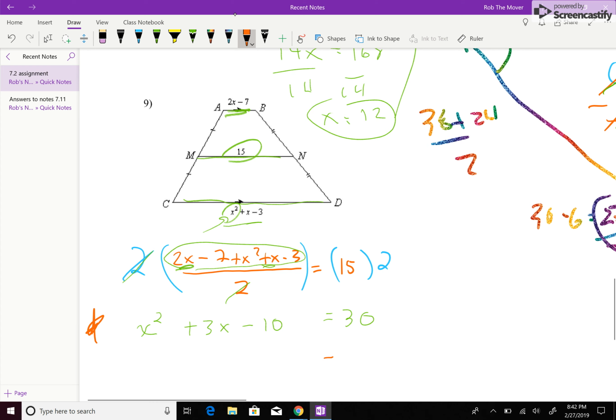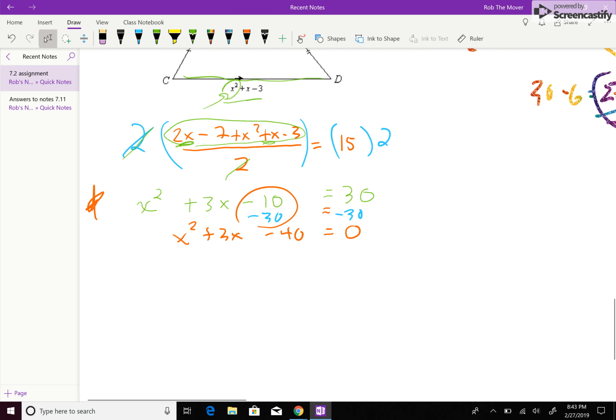So I want to get this equal to 0. To do that, I'm going to subtract 30 on both sides. Okay. Now, again, let's not mess up the algebra here. We've got to be careful. Nothing happened to the x squared. Nothing happened to the 3x. I had to subtract 30 on both sides of the equation, so I can only combine like terms. So x squared stays the same, 3x stays the same, and we get minus 40 in here, right?